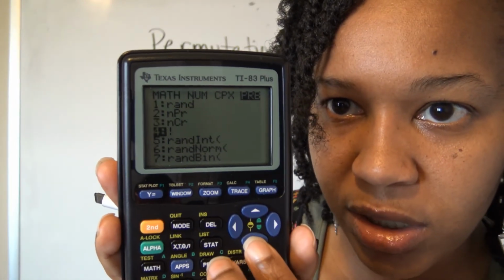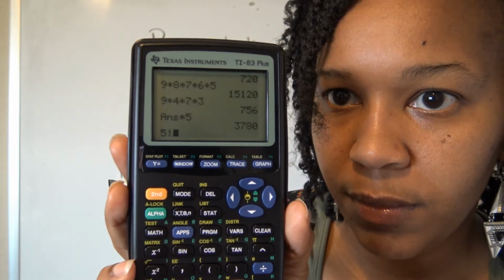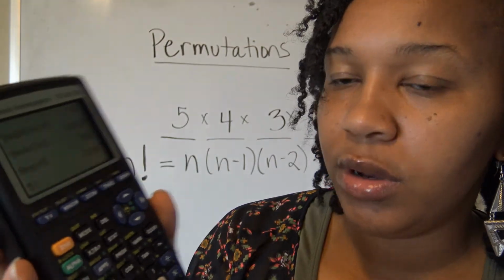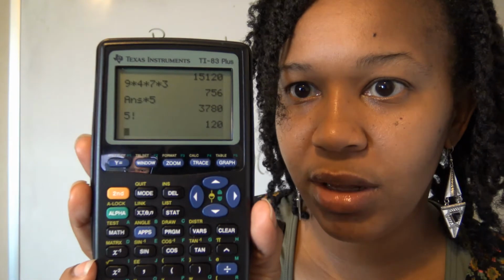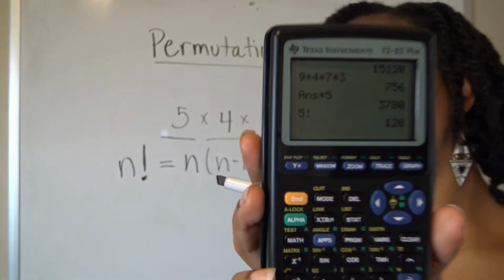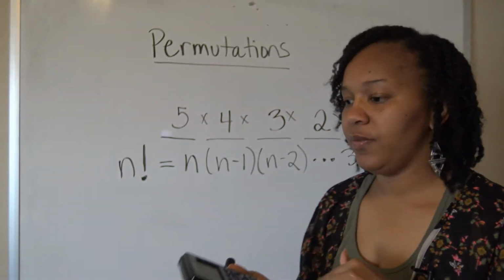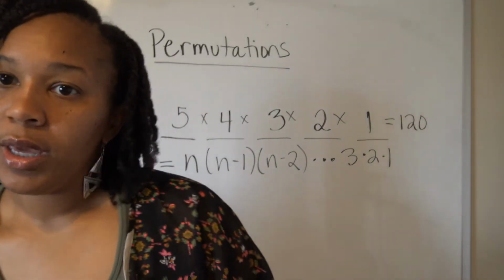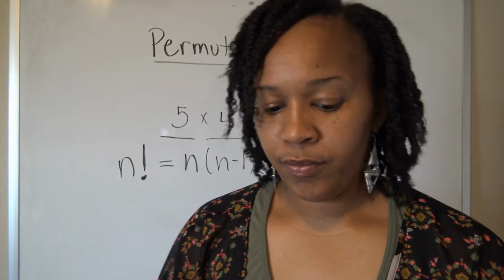Y'all see that exclamation mark right there? And hit enter. And so that gives me 5 factorial. I'll hit enter again and you can see it gives you 120. So 5 factorial is 120, and there is a factorial button on your calculator.